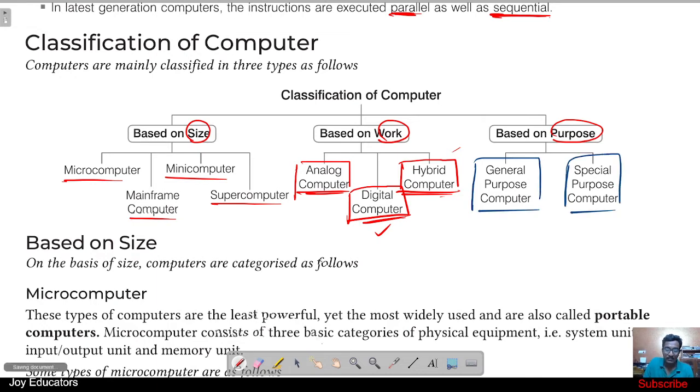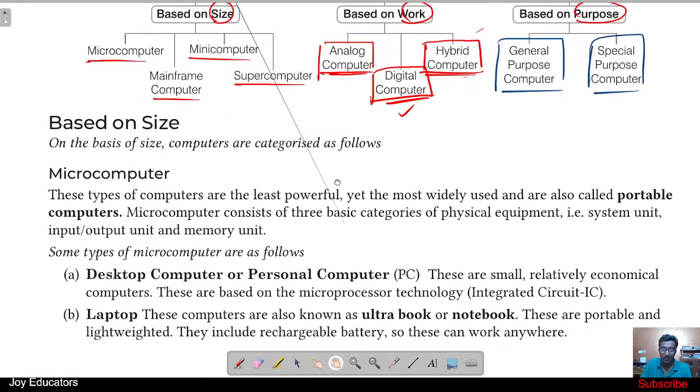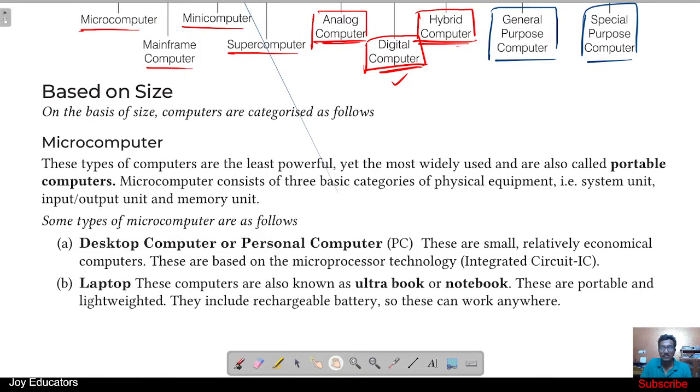Okay, so just leave those things and come to the first thing. There is the size, the second thing is work, and the third thing is purpose, right? First size, two work, three purpose. Okay, let us go with the size. On the basis of size, computers are classified like this. So the first thing is microcomputer.